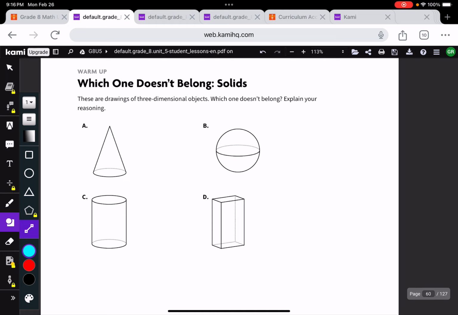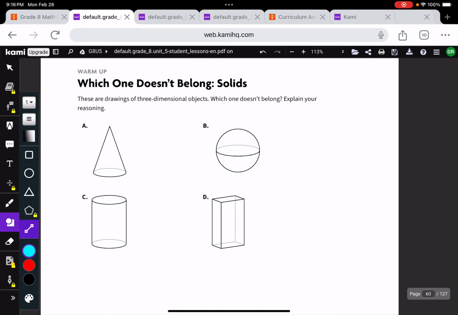So if you look at the warm-up, it says which one doesn't belong. There are 3 drawings of dimensional objects. Which one doesn't belong? Explain your reasoning. Well, as usual, each and every one of these you could argue doesn't belong. You could say why A doesn't belong, why it's different than B, C, and D. You could say why B is different than A, C, and D. You could say why C is different than A, B, and D. And you could say why D is different than A, B, and C.